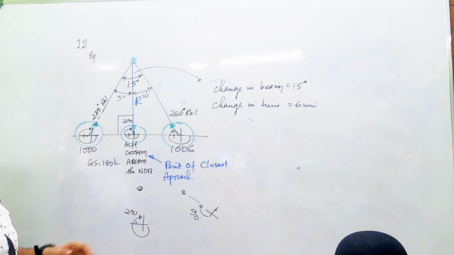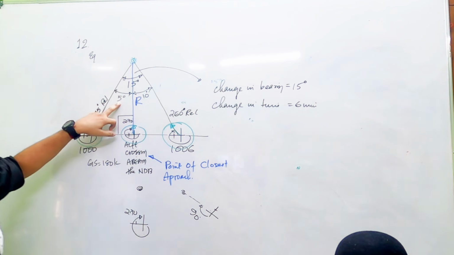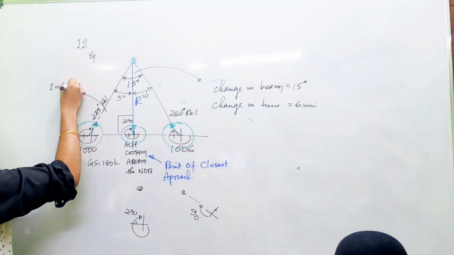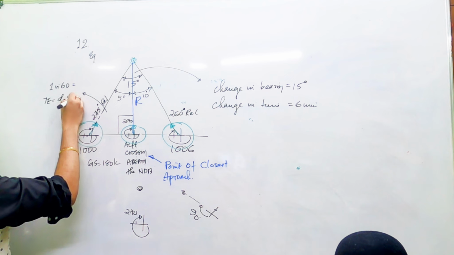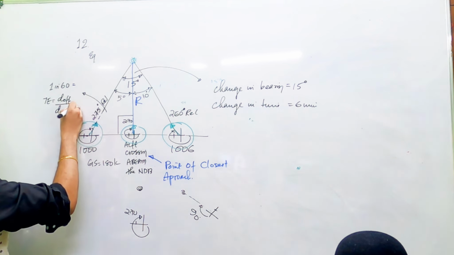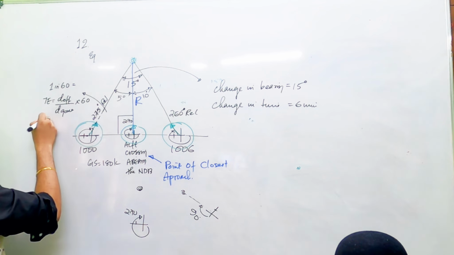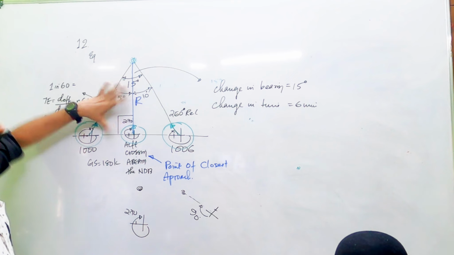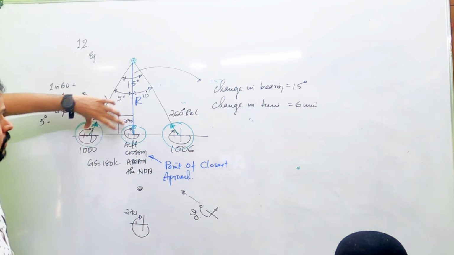Now, can I apply 1 in 60? Yes, I can, because the angle is less than 20. So I can apply 1 in 60 here, right? So if I apply 1 in 60, tracker is equal to distance off by distance gone over 60. What is the tracker? 5 degrees. What is the distance off? You have to treat this as the distance off. The side opposite to the angle is the distance off. So that is how much?